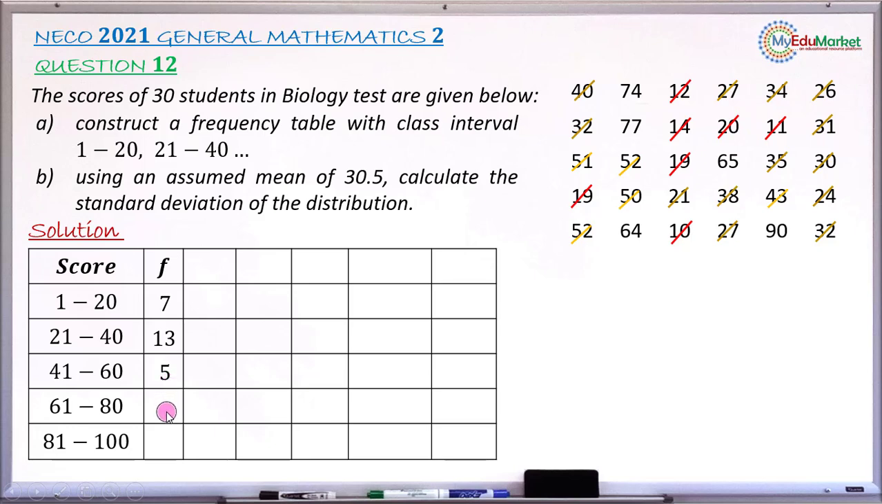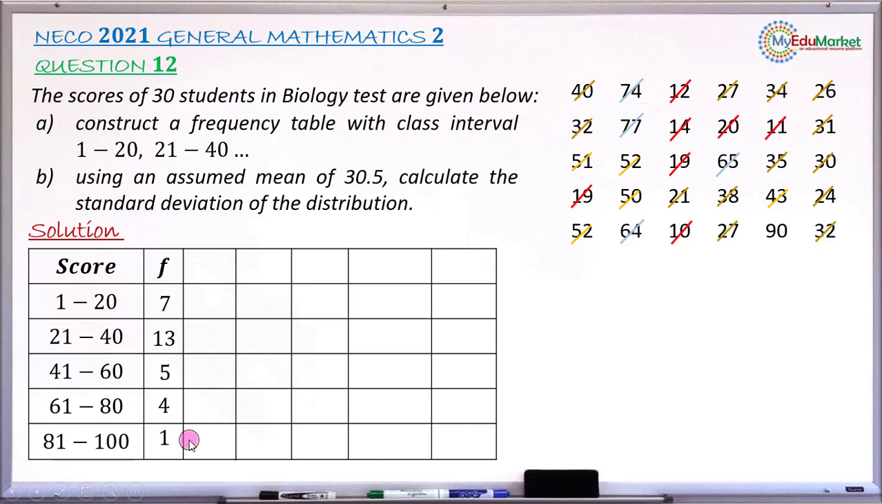So I'll move to the next class interval, 61 to 80. I'm going to use another color to strike all those numbers that fall between 61 and 80. If you do it correctly, you now have 4 numbers with this blue line: 74, 77, 65, 64. Look at them. They are 4 in number, so the frequency will now be 4. And what remains, the number that was not struck, is only this number 90. It is the number that falls in between 81 and 100. Therefore, the frequency will now be 1.